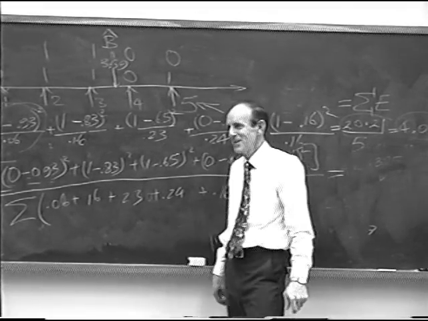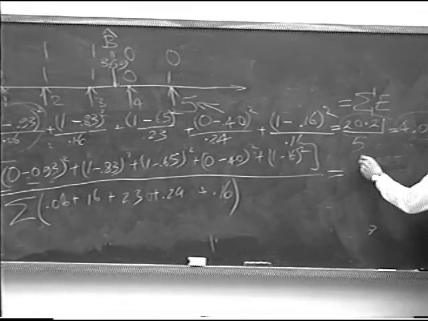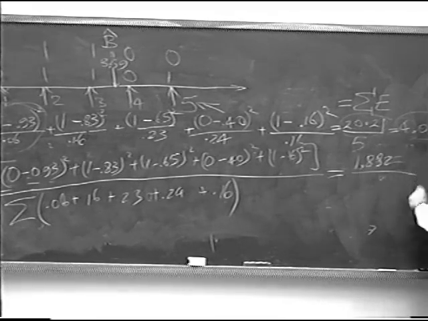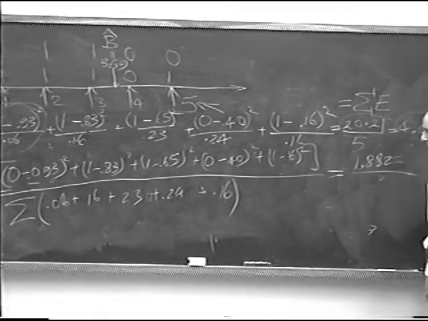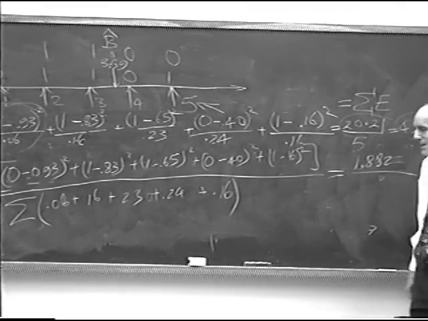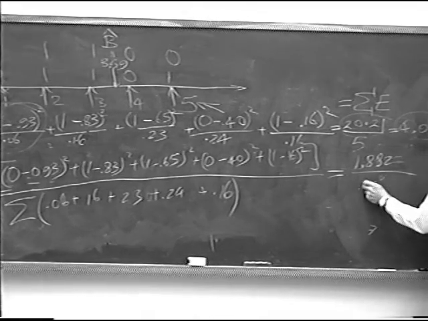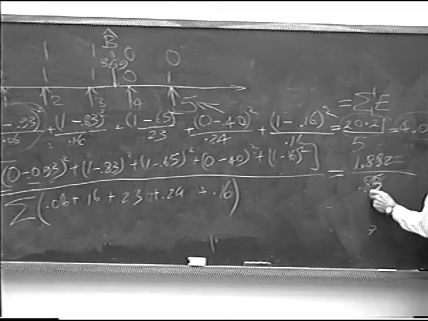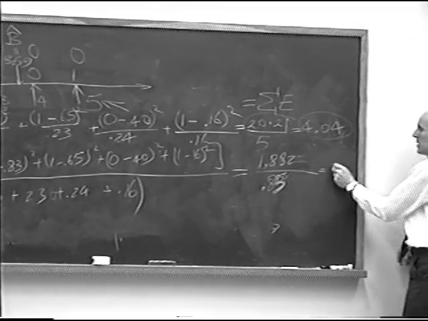Brave individual. Have you got the top or the bottom? The top is 1.882. And the bottom is 0.85. So when we divide 1.882 by 0.85, we get 2.21.